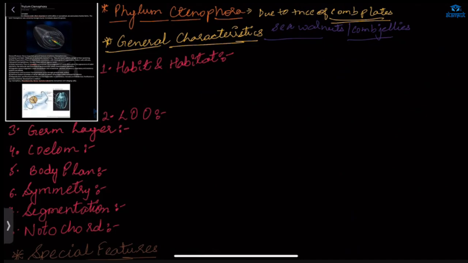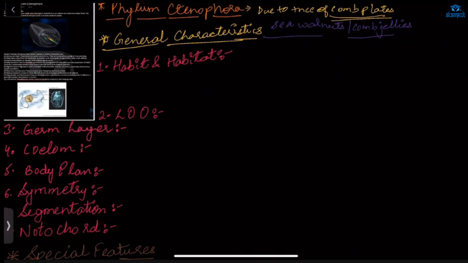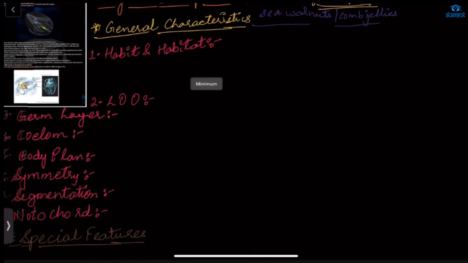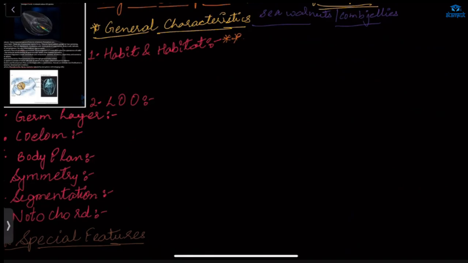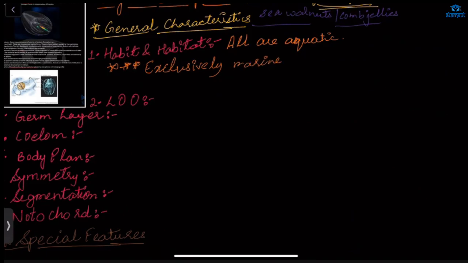So the first in the sequence is habit and habitat. Where are they living and how are they living? The first important point is that all the organisms are aquatic. And next, you can write that all are exclusively marine. Earlier, in phylum Coelenterata and phylum Porifera, some were marine and some were freshwater forms, but each and every organism of Ctenophora is marine. They will not be found in freshwater. So this is an important point.